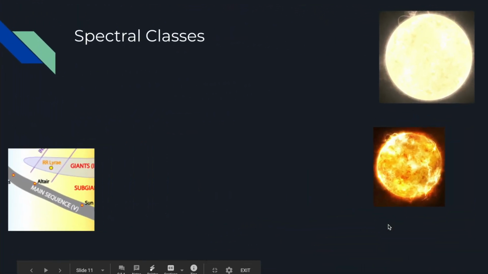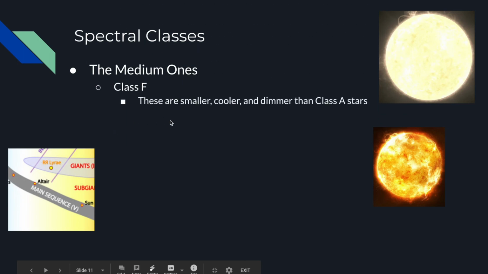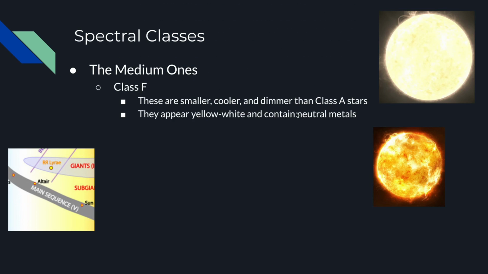Next up, you have the medium-sized stars of the main sequence. The first of these is the Class F star. Class F stars are even smaller, cooler, and dimmer than Class A stars are. A general trend as you go down the main sequence from the top right corner to the top left corner is that stars get smaller, cooler, and dimmer. Class F stars are a yellowish-white color, and they contain a lot of neutral metals.